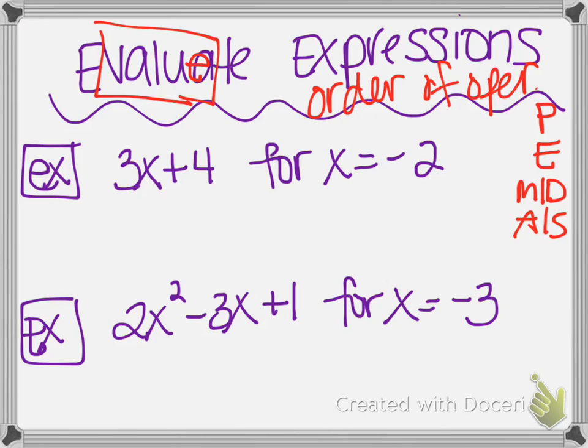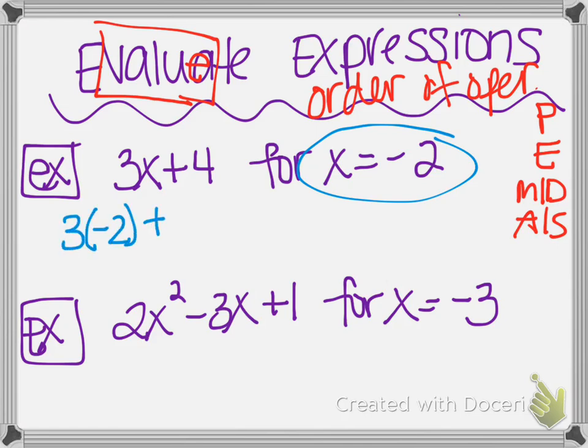We have 3x plus 4, and we want x to be negative 2. So I'm going to put a negative 2 in place of x. That means I'm going to have 3 times negative 2, because 3x means 3 times x, plus 4. And now I follow the order of operations, which tells me to do that multiplying first. I get negative 6 plus 4, which adds up to be negative 2.